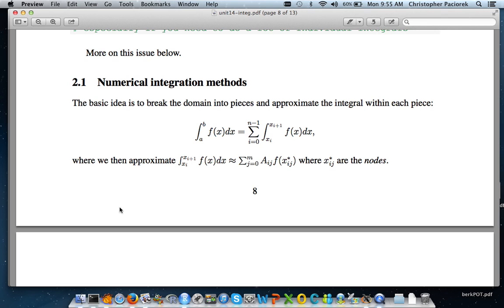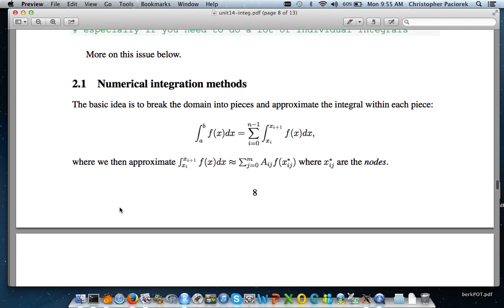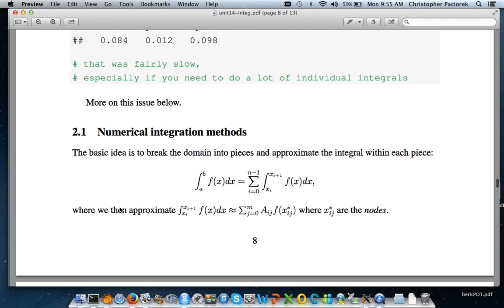So you can think about what choices we might make in doing this approximation. I have to choose how many of these chunks to use in breaking up the integral. I have to choose exactly what the points are at which I start and stop each of the intervals. And then I need to choose how to actually approximate the integral within any given one of the intervals. So there are a variety of different choices that have to be made.